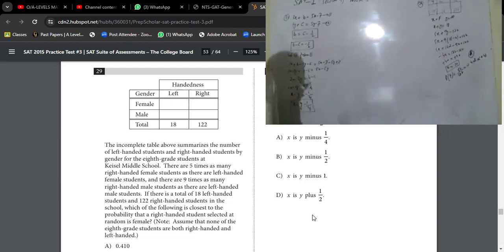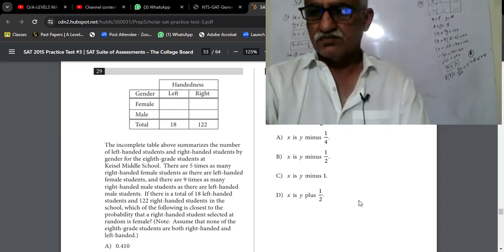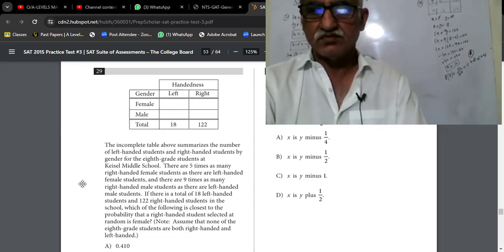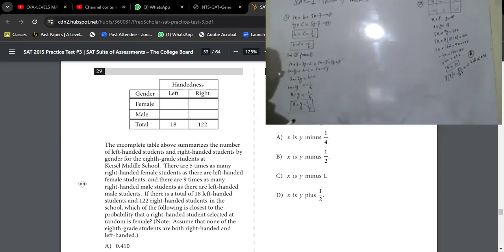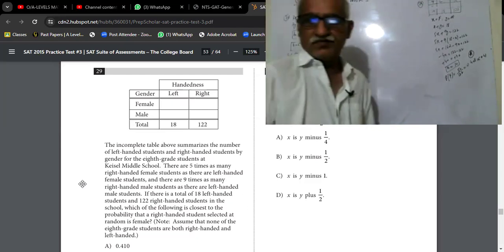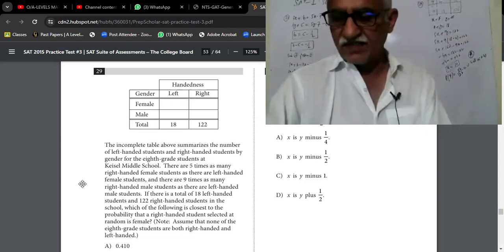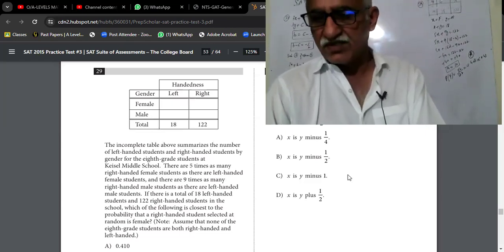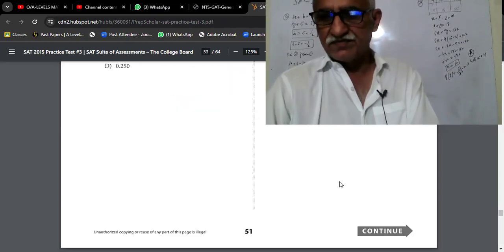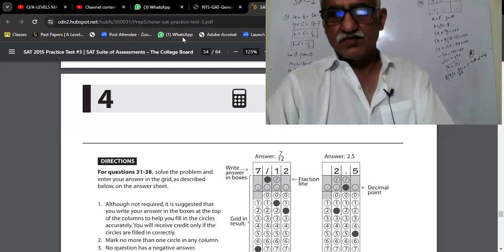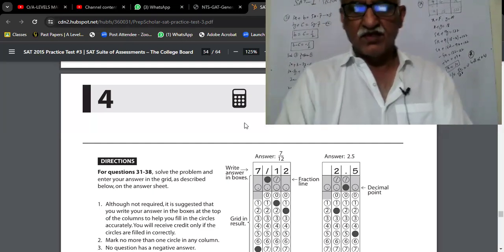So we have to look at the answers. x is y minus 1 over 4, so this is the right choice. So it is part A of this. B, C, D are wrong according to this. So this is question number 30. Now we will solve the next questions, which will be the grid-in questions, 31 to 38.